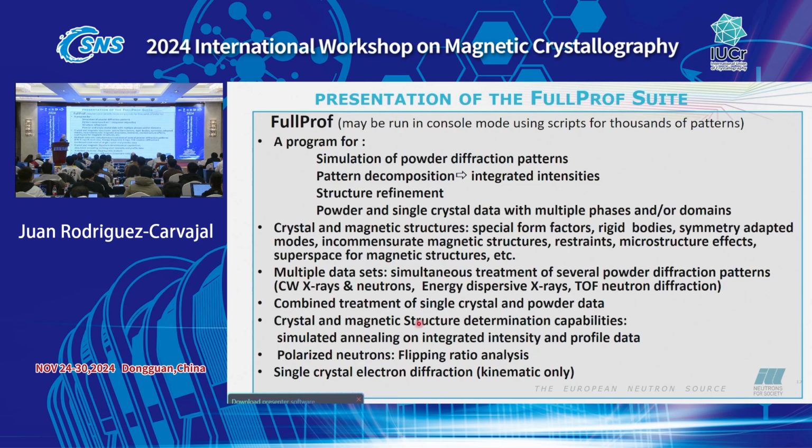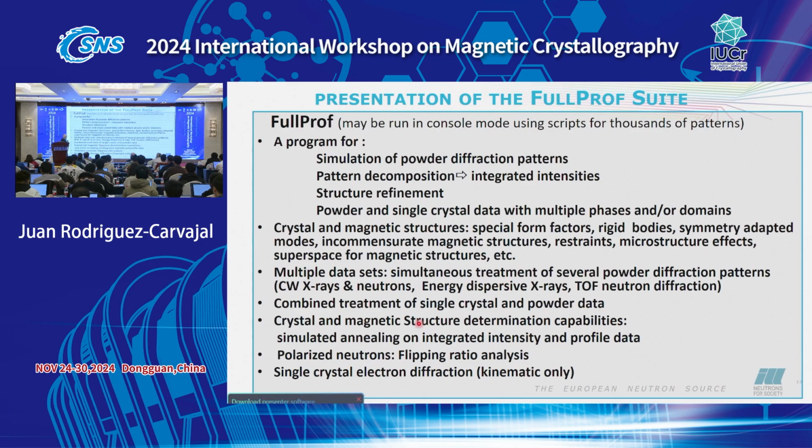You can do structure refinement. You can use powder and single crystal data with multiple phases and/or domains in single crystals. You can analyze crystal and magnetic structures, with special form factors. For example, you can put in objects that are not atoms; you can describe, in the high temperature phase of C60, the scattering density as a development in cubic harmonics, for instance. And then you can use rigid bodies. You can also use symmetry-adapted modes.